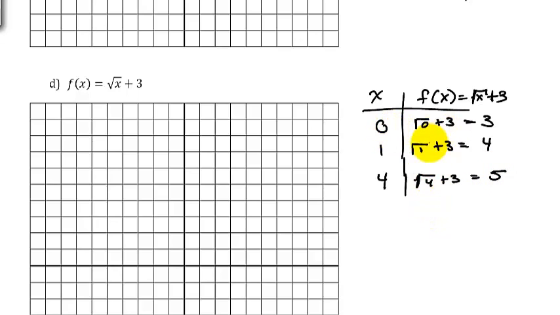So now I have the points 0, 3, and then I have the point 1, 4, and then I have the point 4, 5. And then again, you can go ahead and draw in your curve from there. And so notice from the original graph that I had, it's just been shifted up 3 units. Okay, so a plus 3 outside of the square root is going to shift it up 3 units. If it's underneath the square root, it shifts it to the left 3 units.